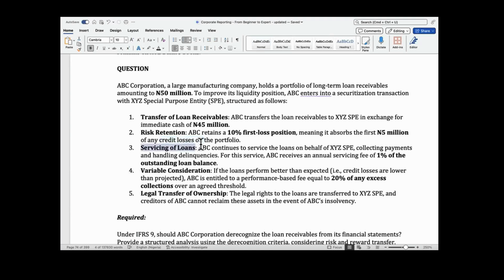Servicing of the loans. So now, maybe they have a deal with ABC that, okay, you can collect payments and handle delinquencies. Any of these guys that does not want to pay, you can help us with them, probably because he's familiar with them. I mean, that is the agreement. That, okay, you should still be collecting payments, and we're going to pay you a fee for that. I said, I'm going to pay him an annual fee of 1% of the outstanding balance for that service he's rendering.